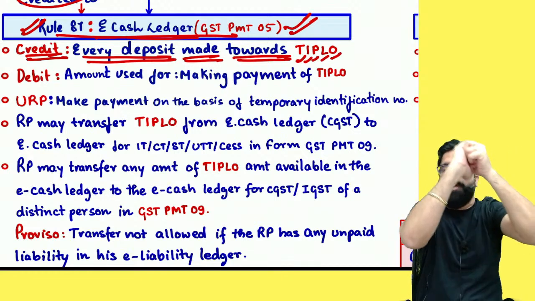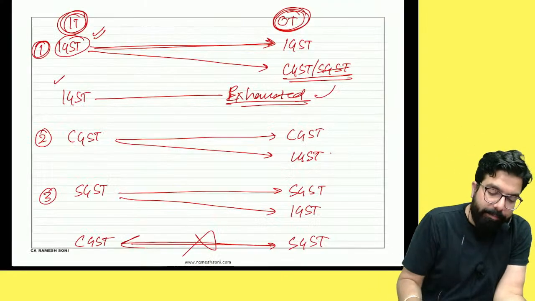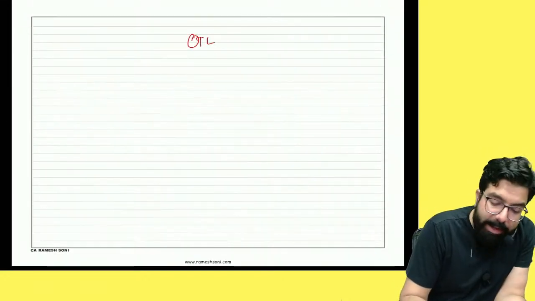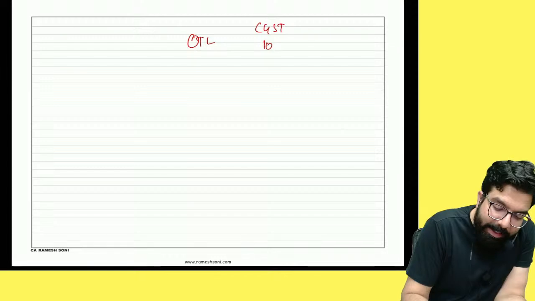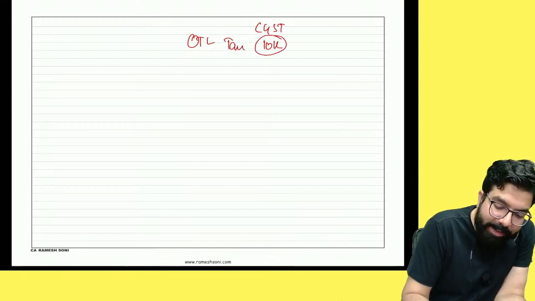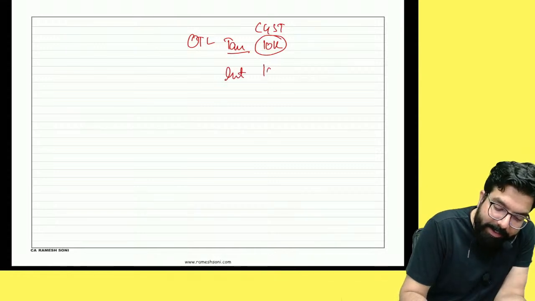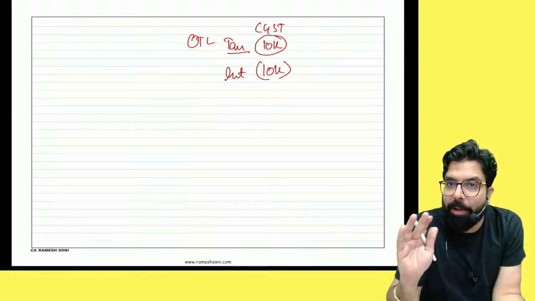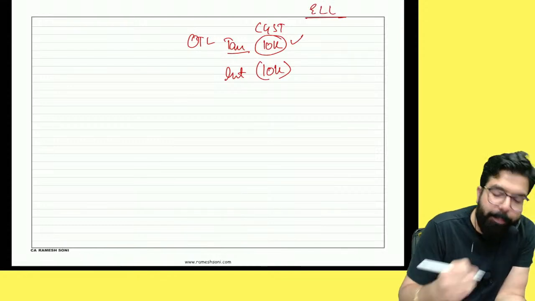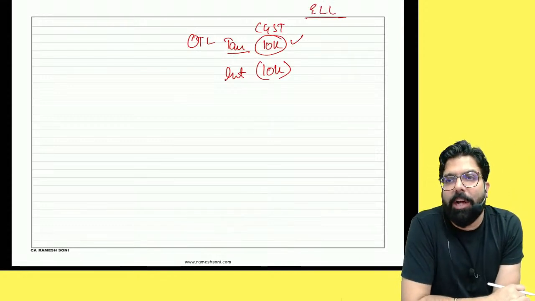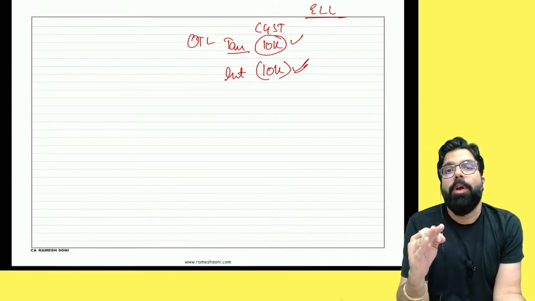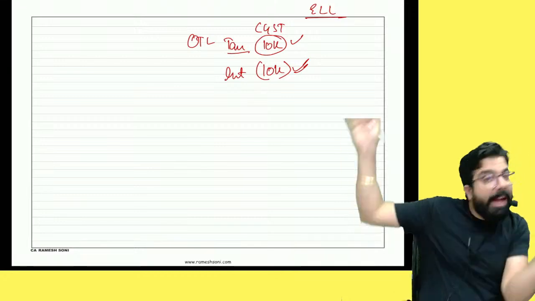Can we go ahead? My question to you: supposing my output tax liability is CGST 10,000 rupees. Okay everyone, I have to pay CGST tax 10,000 rupees and I have to pay interest 10,000 rupees. Always remember one thing. For example, in my e-liability ledger, it is showing I have to pay how much CGST tax? 10,000. And how much is my interest payable? 10,000. Remember, what you have to pay, that you have to deposit.